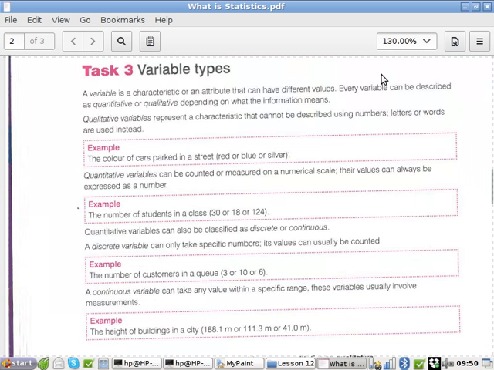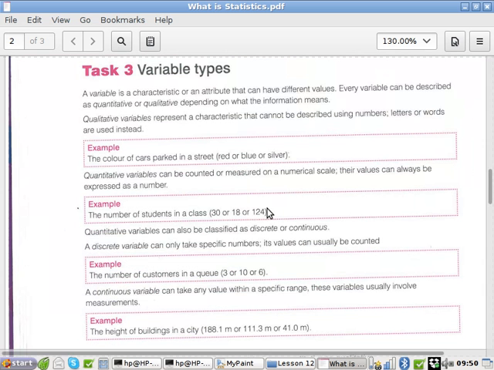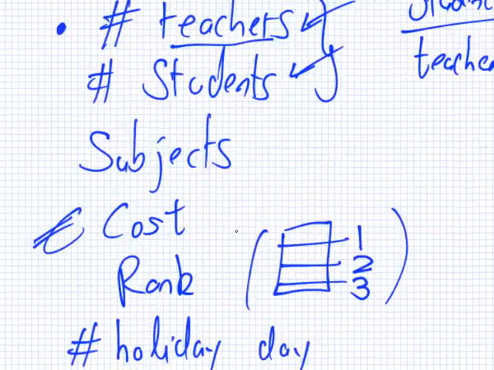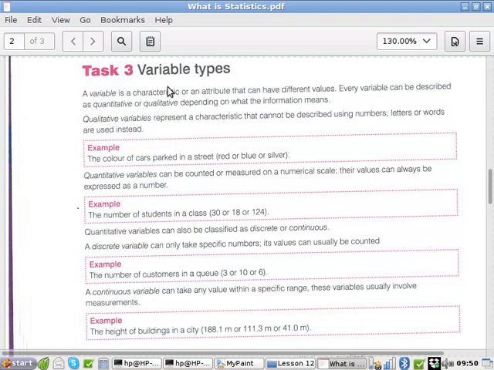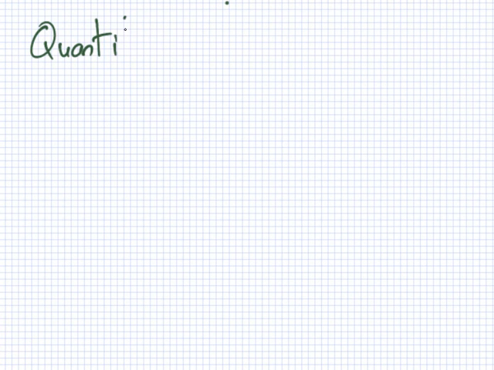Right, I have to add some more vocabulary. Let me write these words down for you. So, if you can write this down. We're going to have a look at quantitative and qualitative.